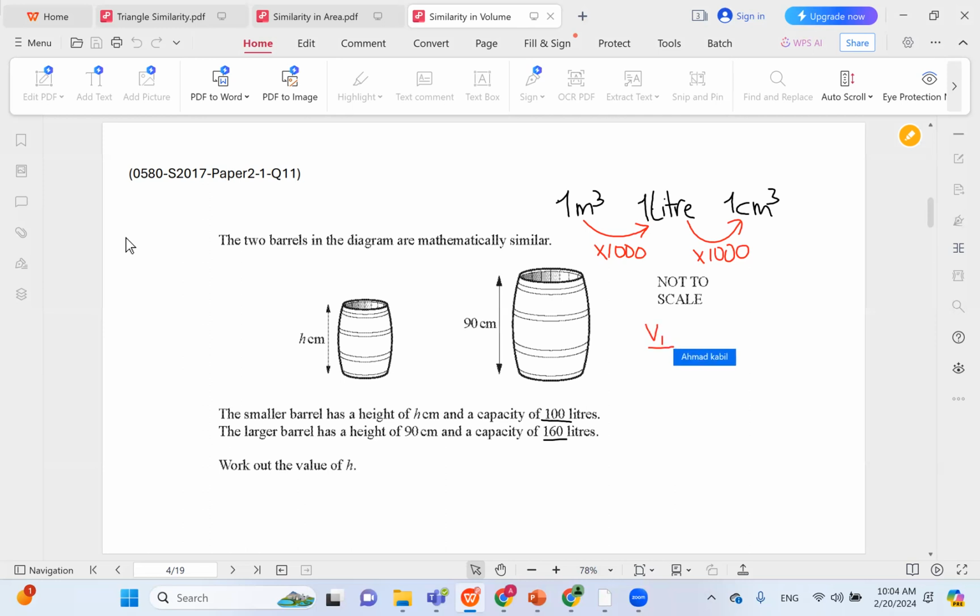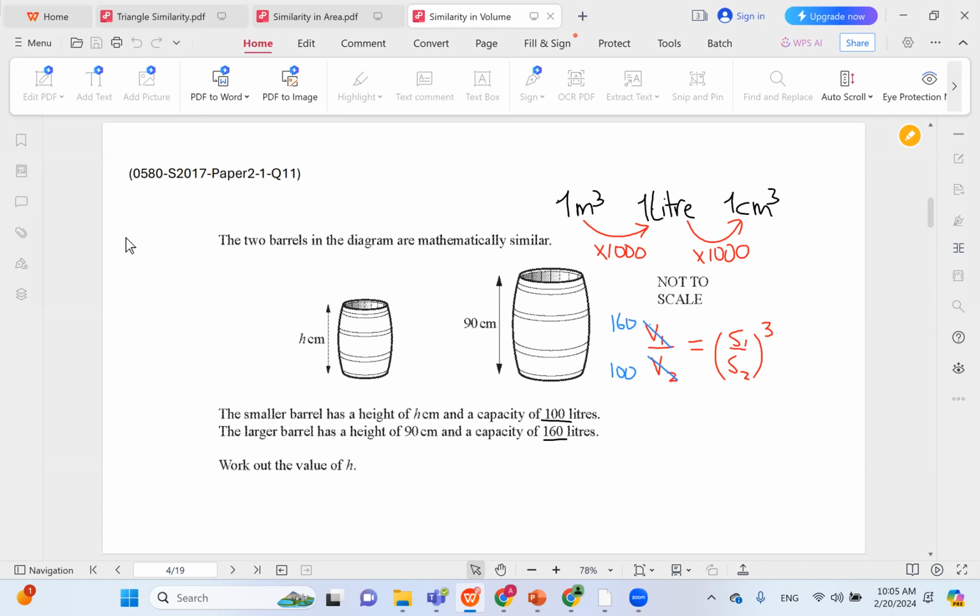V1 over V2 equals S1 over S2 to the power of 3. Now, V1 is the volume of the bigger object, so this would be 160. V2 is the volume of the smaller object, so this would be 100.